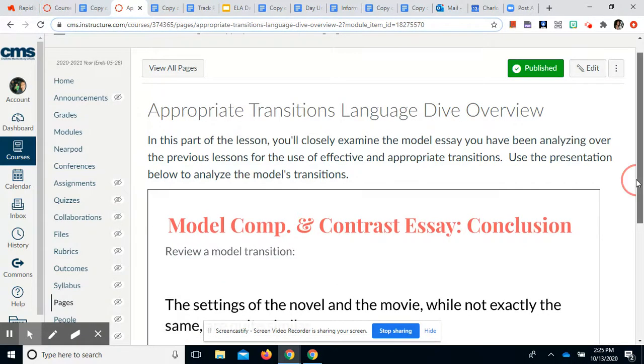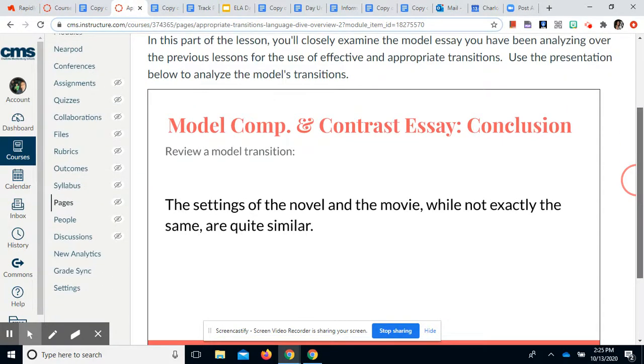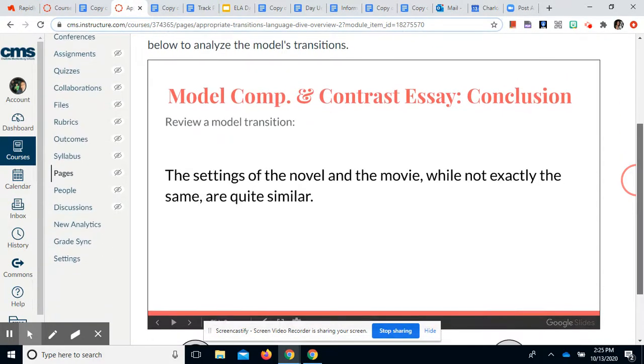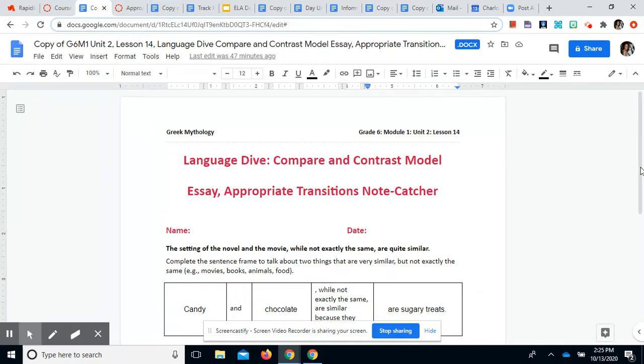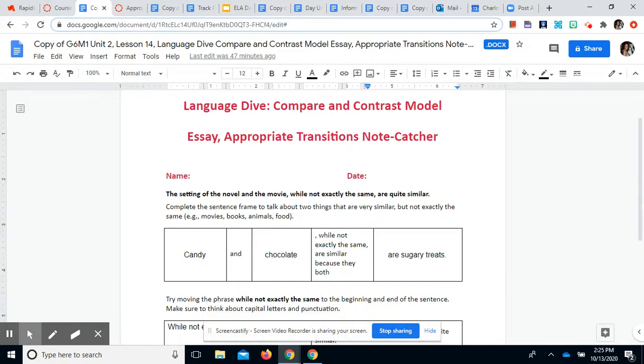Not my favorite, so it was not submitted. You just followed along as I went through it. But it's focusing on this statement: the settings of the novel and movie, while not exactly the same, are quite similar. So we went through this language dive together as a class.